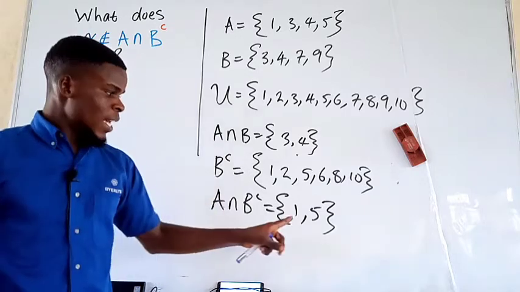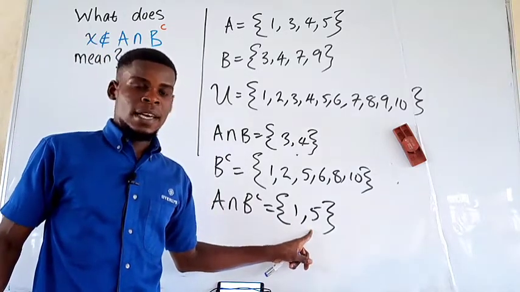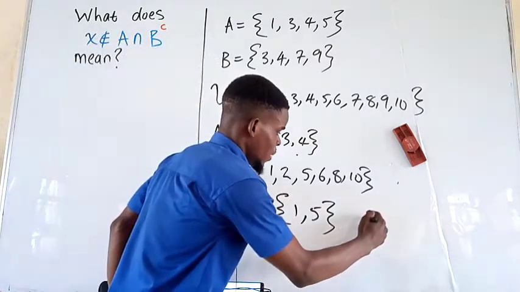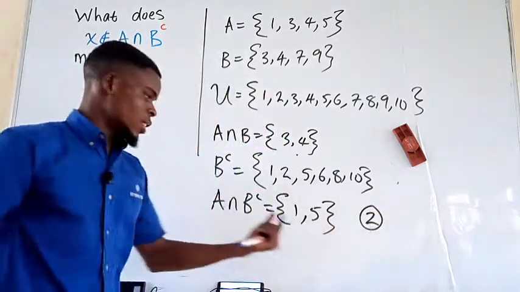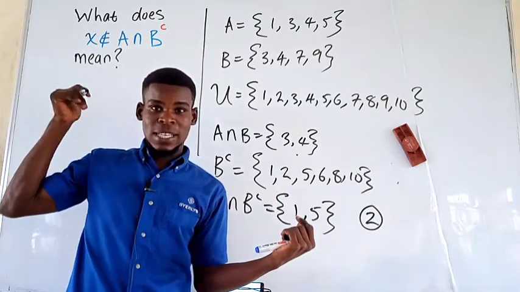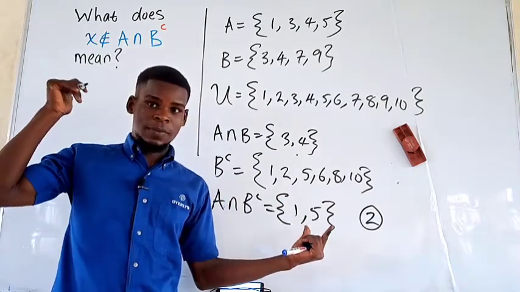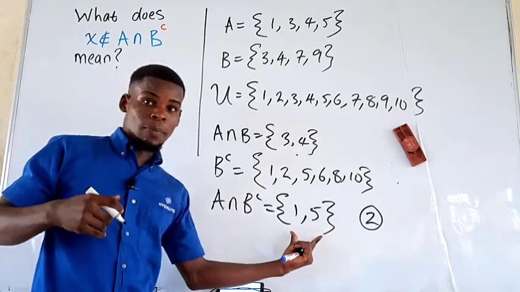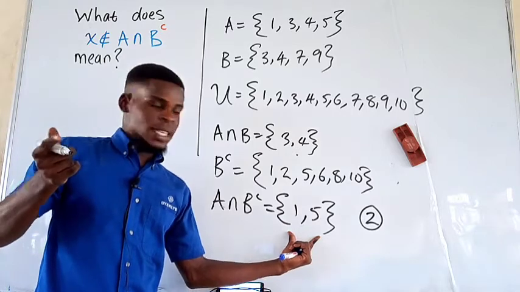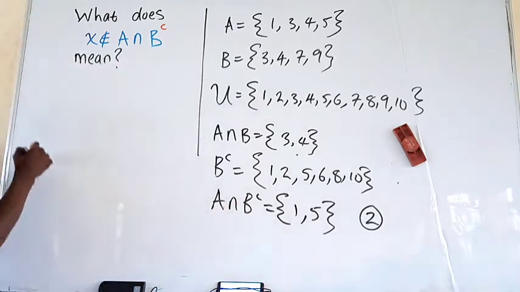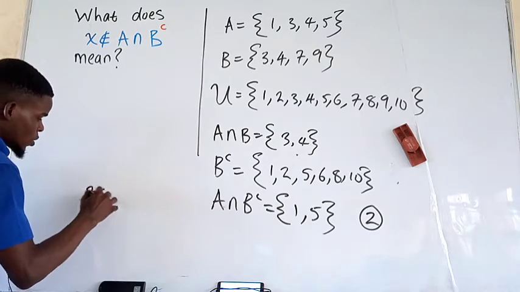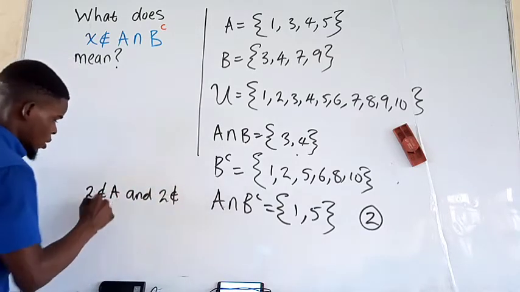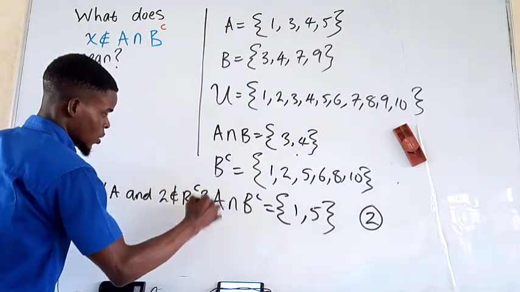Now, if an element is not here, for example, the element 2. 2 is not in this set, A intersection B complement. Does that mean that 2 is not in A and 2 is not in B complement?